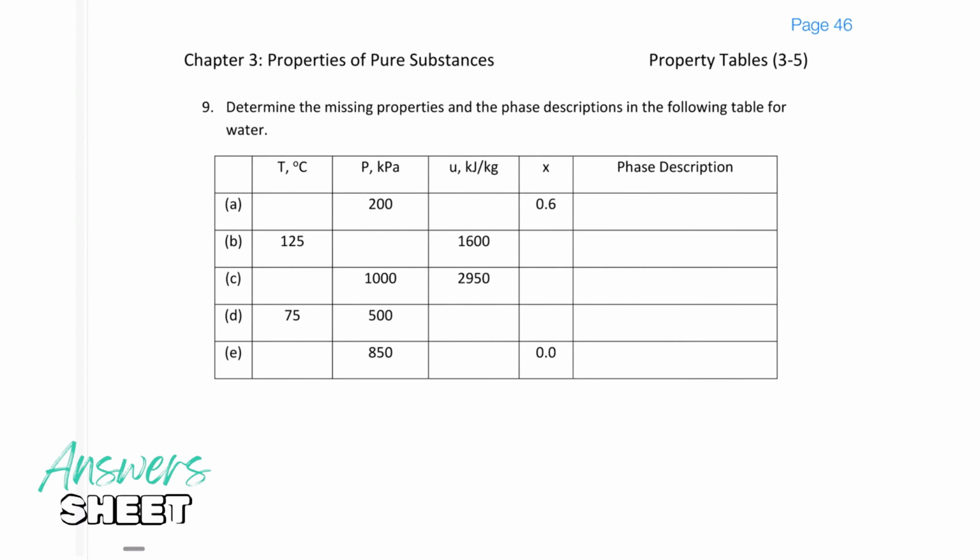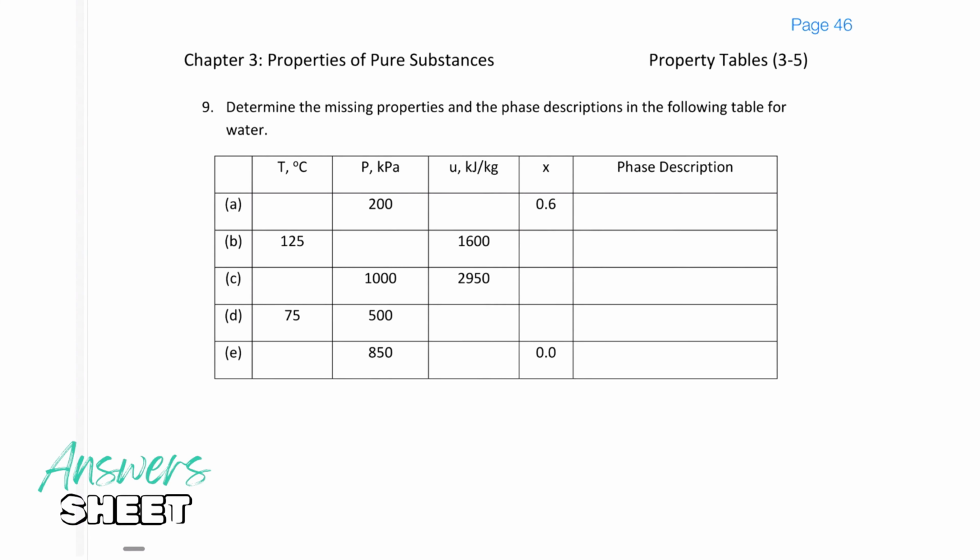And in general, and we've talked about this, the state postulate: if you give me 2 pieces of information, then I can probably find everything else. And so that's what this is. Part A, it's telling us the pressure and the quality. We can fill out everything else. Part B is giving us the temperature and the internal energy. We can figure out everything else. All right, so let's fill out this table.